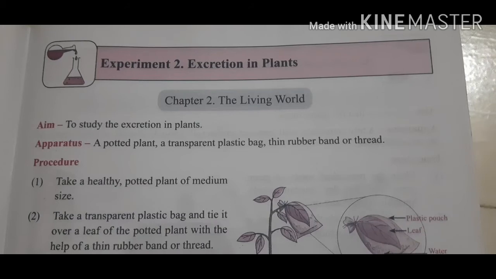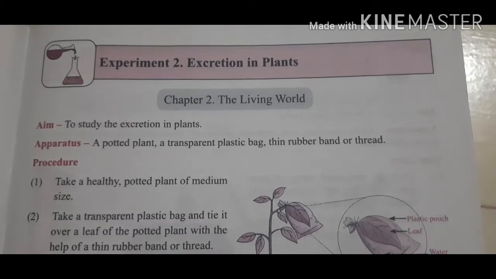What is excretion? Students, excretion is nothing but elimination of waste product from the body. excretion क्या होता है? वेस्ट प्रोडक्ट अपने बॉडी से बाहर निकालना. Okay, that is excretion. So how do plants excrete? Yes, so for that what we have to do is you take a potted plant, a transparent plastic bag, and a thin rubber band or thread.